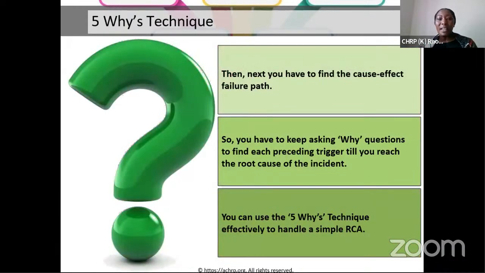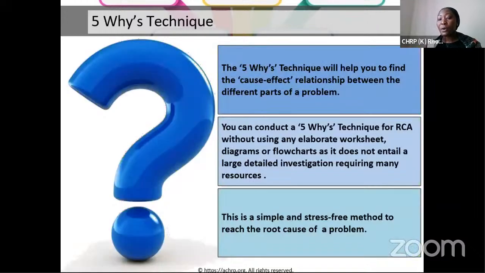Then next you have to find the cause-effect failure path through those 5 questions. So you keep on asking why questions to find out each preceding trigger till you reach the root cause of the incident. And you can use the 5 why technique effectively to handle simple root cause analysis. So it's a very simple tool. It's not so scientific. You can use it to deal with simple issues for root cause analysis.